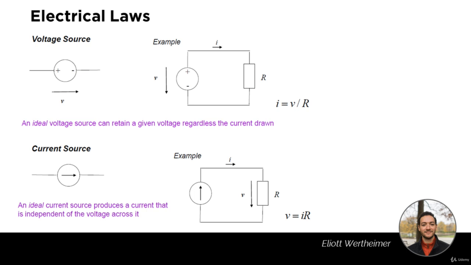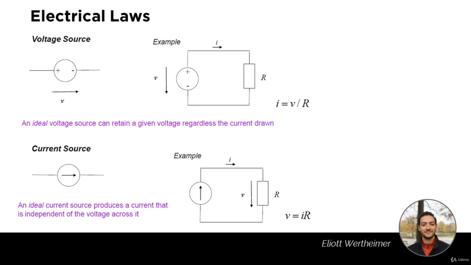So an ideal voltage source can retain a given voltage regardless of the current that is drawn from it. Obviously, this is just an ideal concept. It cannot exist in real life, as in real life, every time you draw a current from a voltage source, the voltage will slightly go down.